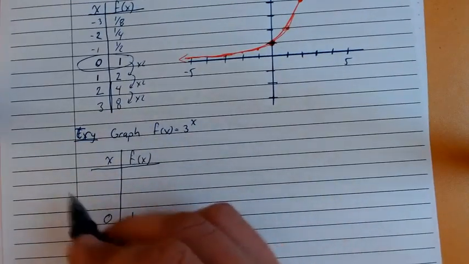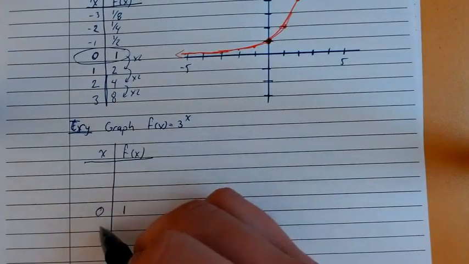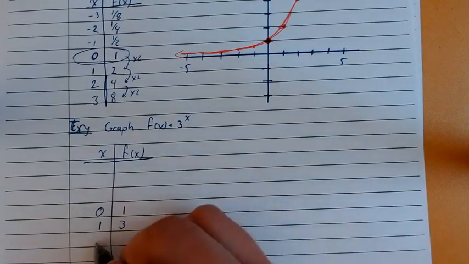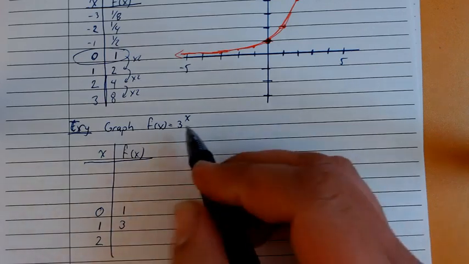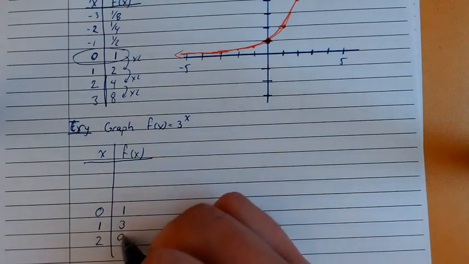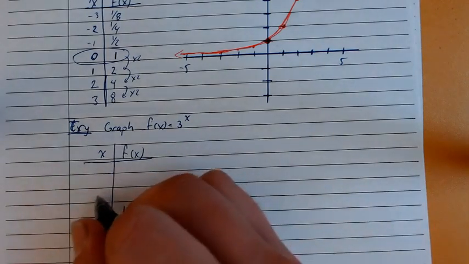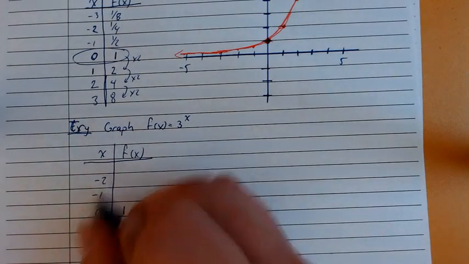Okay? So, what about if I use the first power? Well, 3 to the first power is 3. What if I use the second power? Well, 3 to the second power is 9. 3 times 3 is 9. What if I go the other direction? What if I say minus 1 and minus 2?